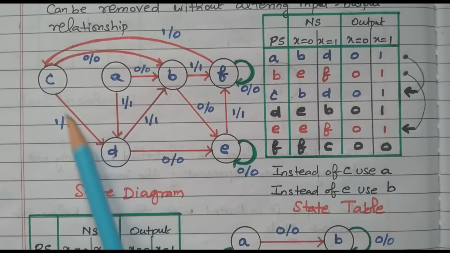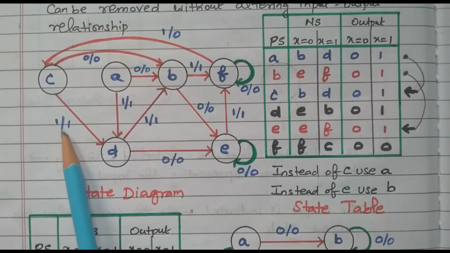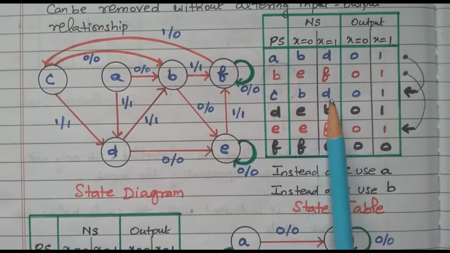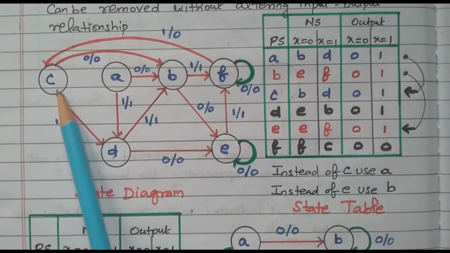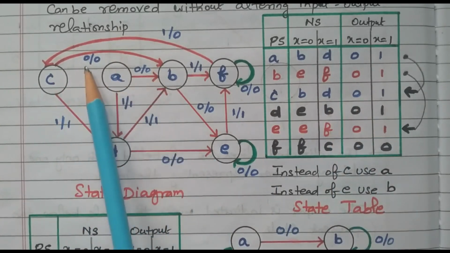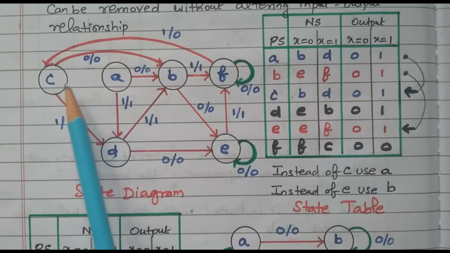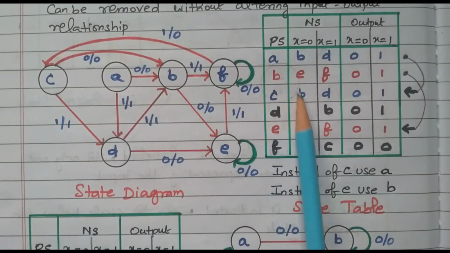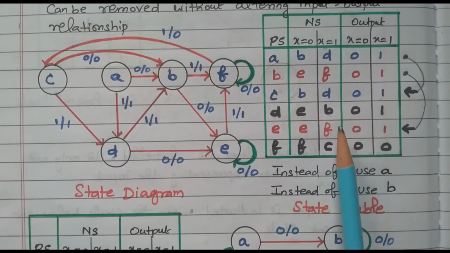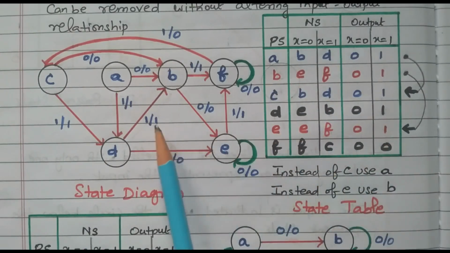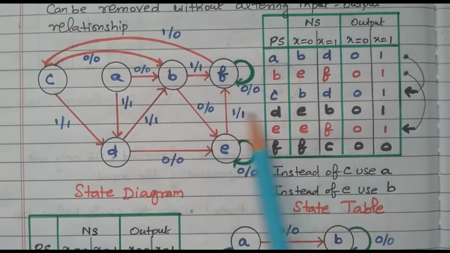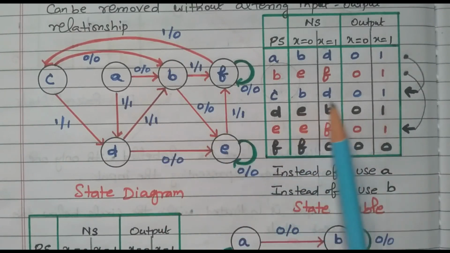Now this is completed. Now we'll go to C, right? C goes to D for input 1, and the output is also 1, right? Another thing, C goes to B when input is 0, and the output is also 0, right? So this is the state diagram and the corresponding state table. From the state table, we analyze the state diagram.